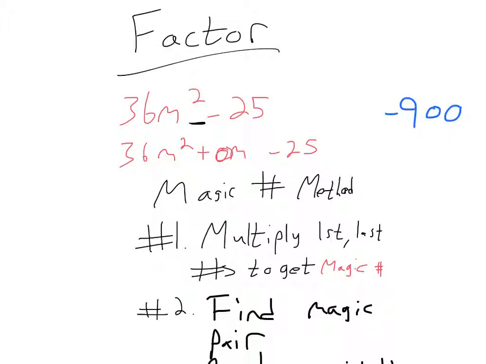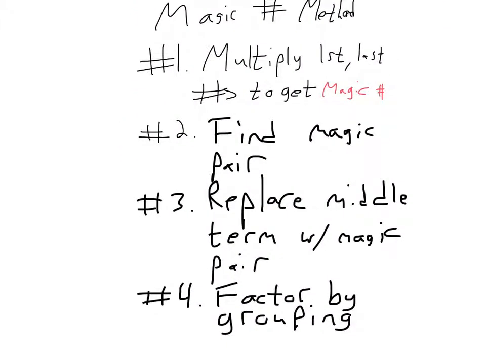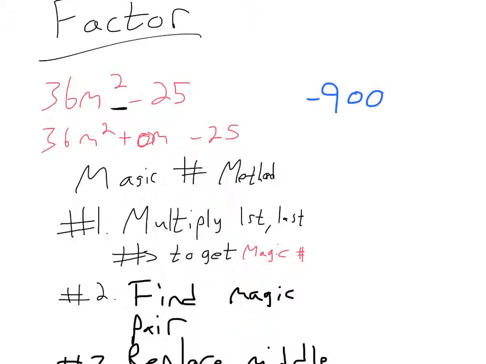So that's step one. Step two on my list here is to find the magic pair. And what I've been calling the magic pair is when you find two numbers that multiply to be this magic number, but add up to be your middle number. And in this case, there was no middle number, so it's a 0m. They need to add up to be 0. Well, the only way that can happen is if it's like a 25 and a negative 25, or a 30 and a negative 30, because those are the only things that would add up to make 0. So we're looking for two numbers that are the same, just different signs. So for negative 900, that's 30 and negative 30.